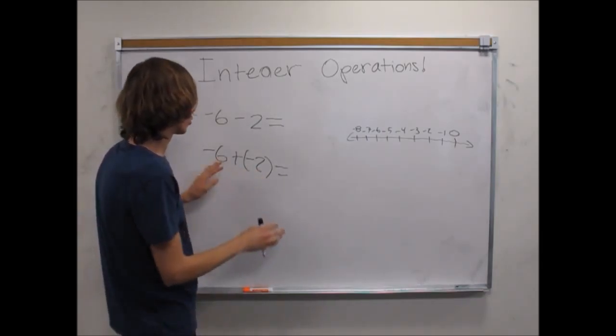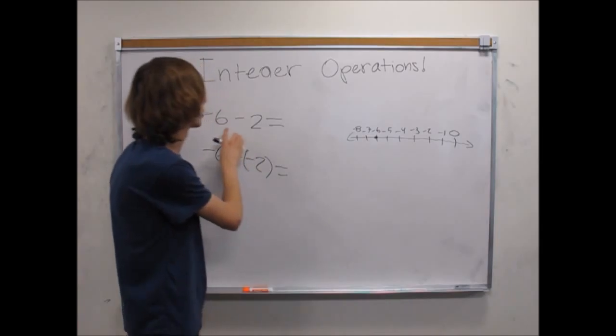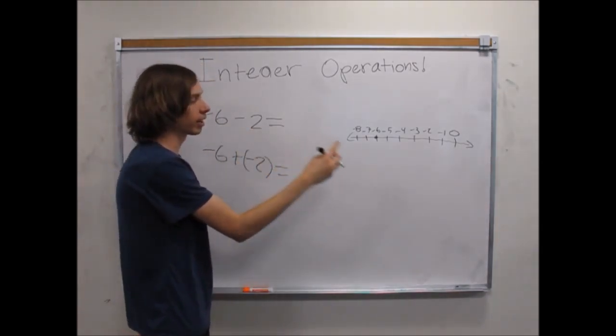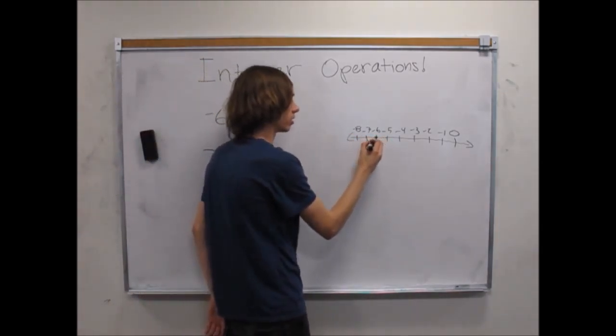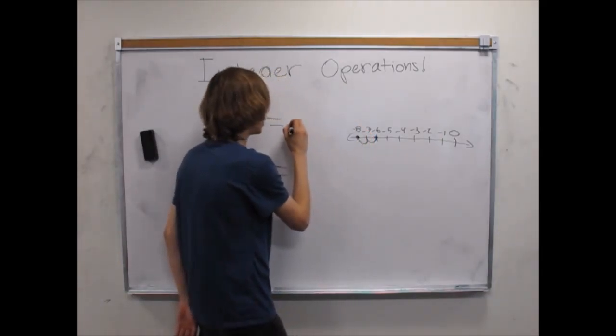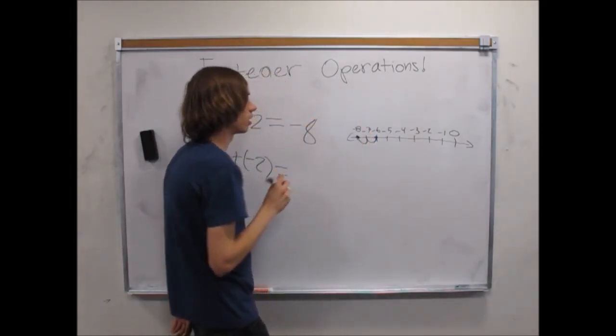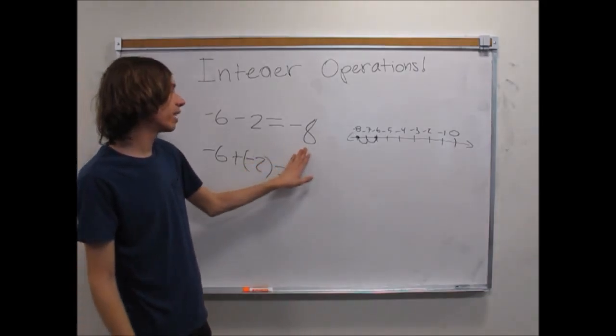Well, first let's take a look at it on the number line. If we start at negative 6, right, because over here it says negative 6, and we minus 2, that's 2 to the left, we get to negative 8. Okay, and so if we have a negative 8, that's our answer.